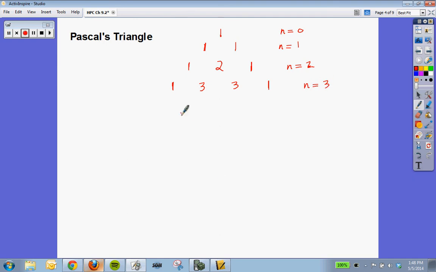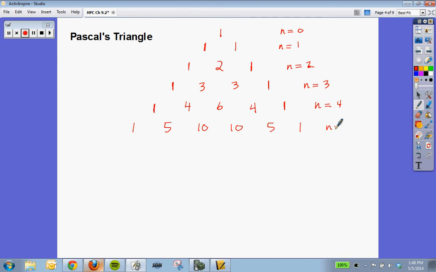Now let's go to the next row. If I add a 1 and a 3, I'm going to get a 4, a 3 and a 3, that gives us 6, a 3 and a 1, that gives a 4, and then we have 1s on the outside there. So 1 and 4, that gives a 5. 4 and 6, that gives a 10. 6 and 4, another 10. And then a 5. And then we have a 1 on either side. So this is n equal 4.